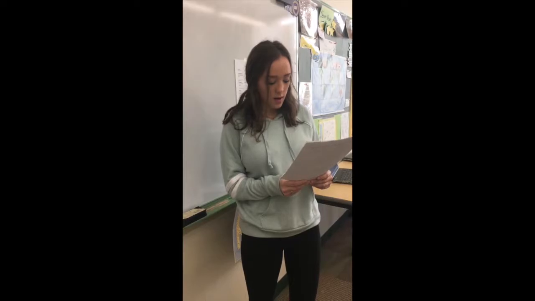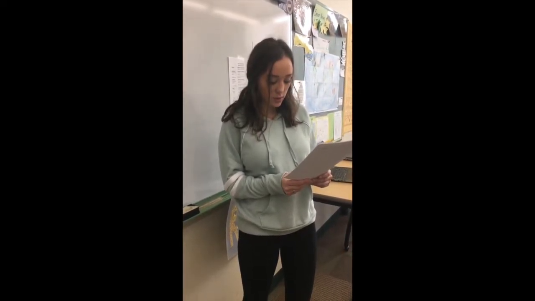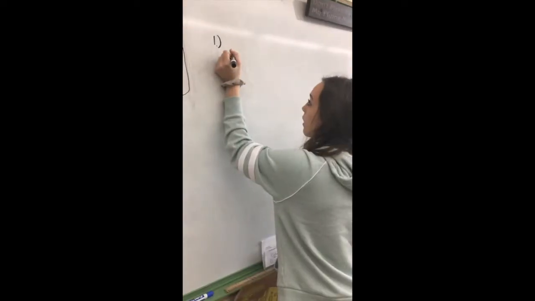A nursery plants a new tree and attaches a guy wire to help support the tree while its roots take hold. An 8-foot wire is attached to the tree and to a stake in the ground. From the stake in the ground, the angle of elevation of the connection with the tree is 42 degrees. Find the height of the connection point on the tree.